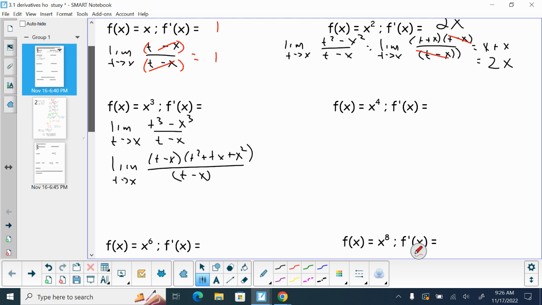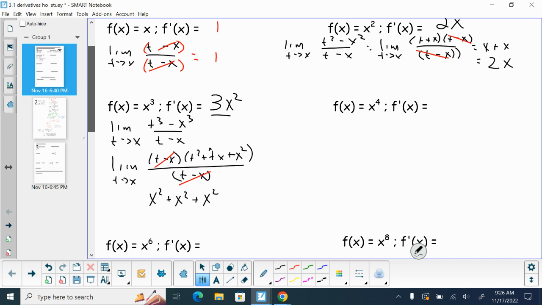Once again, the t minus x's move to Texas, leaving us with, substituting in our x, x squared plus x squared plus x squared. If I put an x in there, I get x times x, which gives us x squared. So we have x squared plus x squared plus x squared, which is 3x squared.